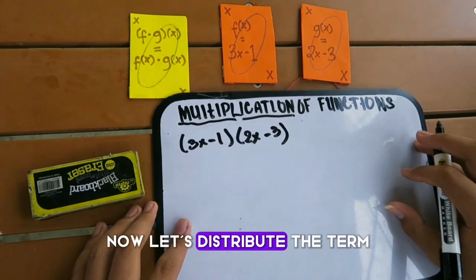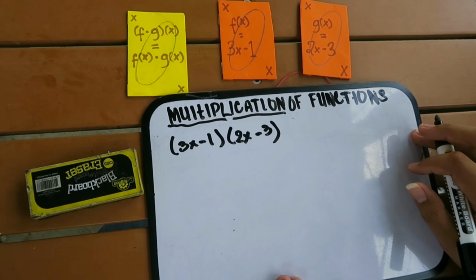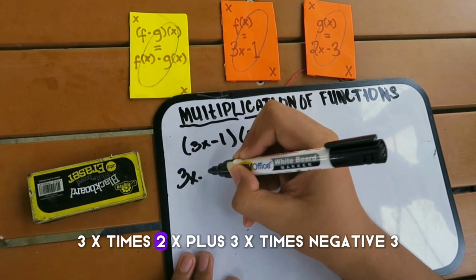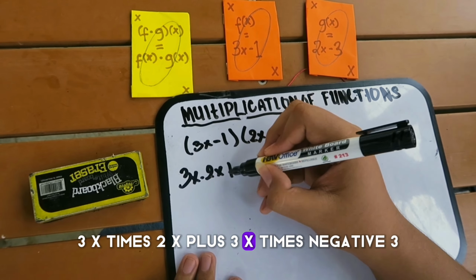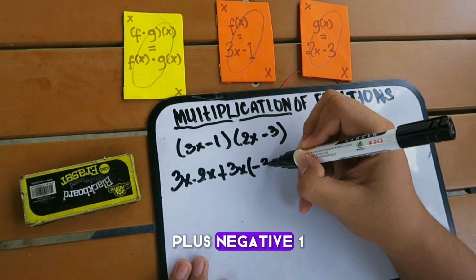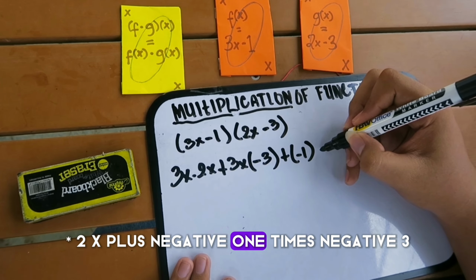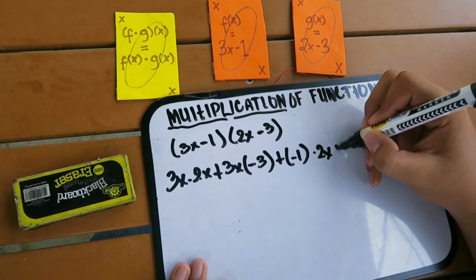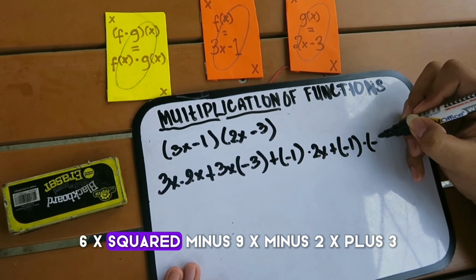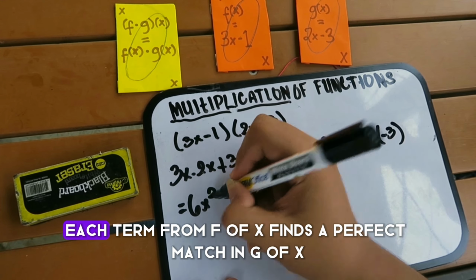Now, let's distribute the terms so you can see just how well these functions match. You will come up with this equation: 3x times 2x plus 3x times negative 3 plus negative 1 times 2x plus negative 1 times negative 3. After you solve the equation, the answer will be 6x squared minus 9x minus 2x plus 3.